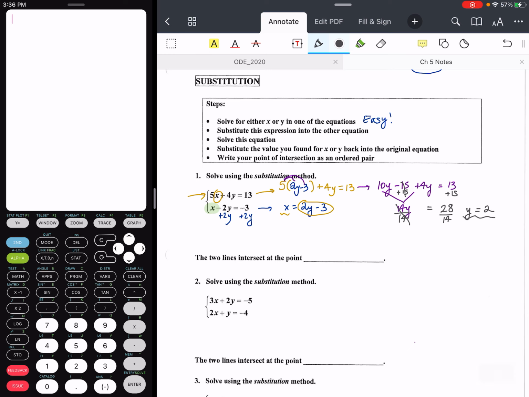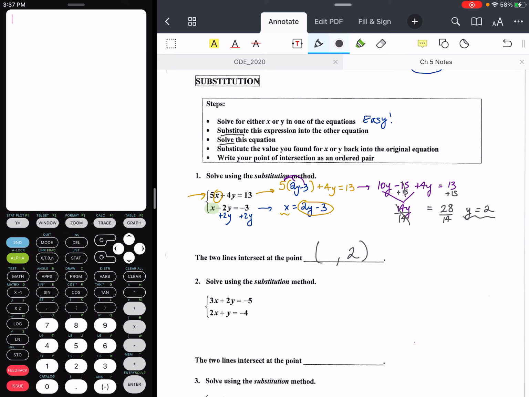So when I solve these systems, I'm solving for both x and y. So what I just learned is that my y-coordinate in my ordered pair solution is 2. So that's my y-coordinate, but I still need to find my x-coordinate. So I substituted, I solved the equation, and now it says substitute the value you found for x or y back into the original equation.